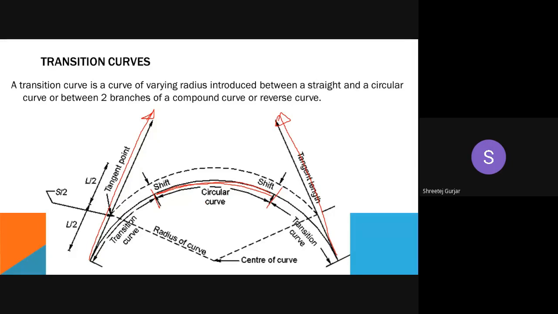So we do not directly join using a circular curve. What we do is we provide a transition curve initially, and then it continues into a circular curve, and then at the end we have one more transition curve which helps us get back to the road. So we have a transition curve at the starting and at the end. This is one case, or it may be between two curves. Between two curves also, if you want, you can provide one transition curve.